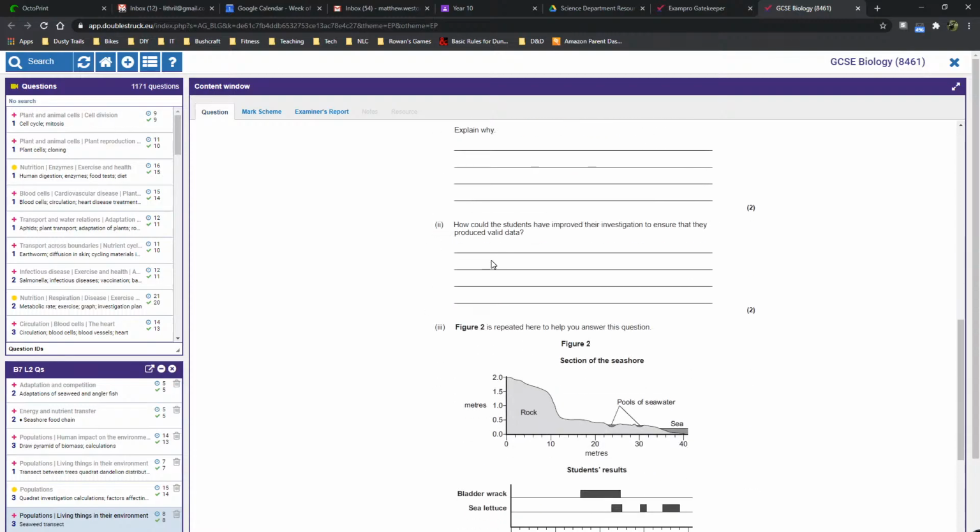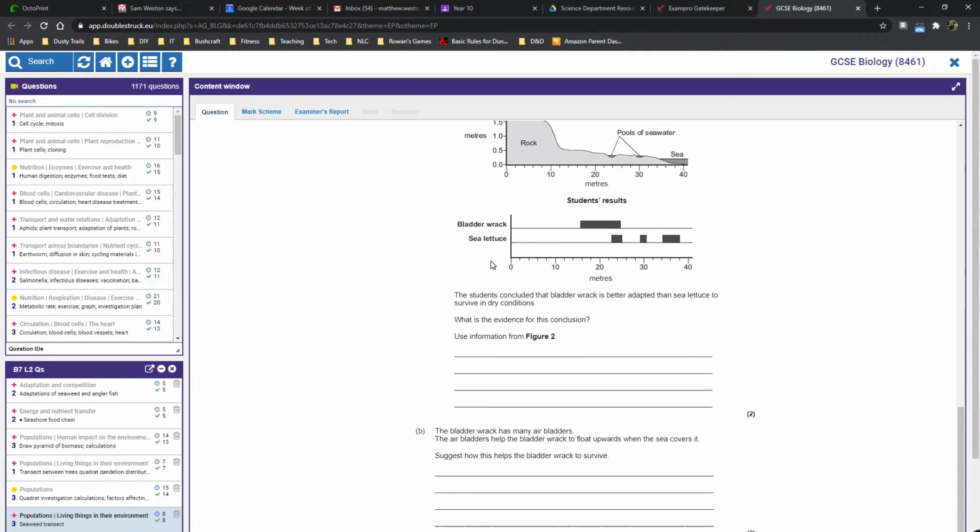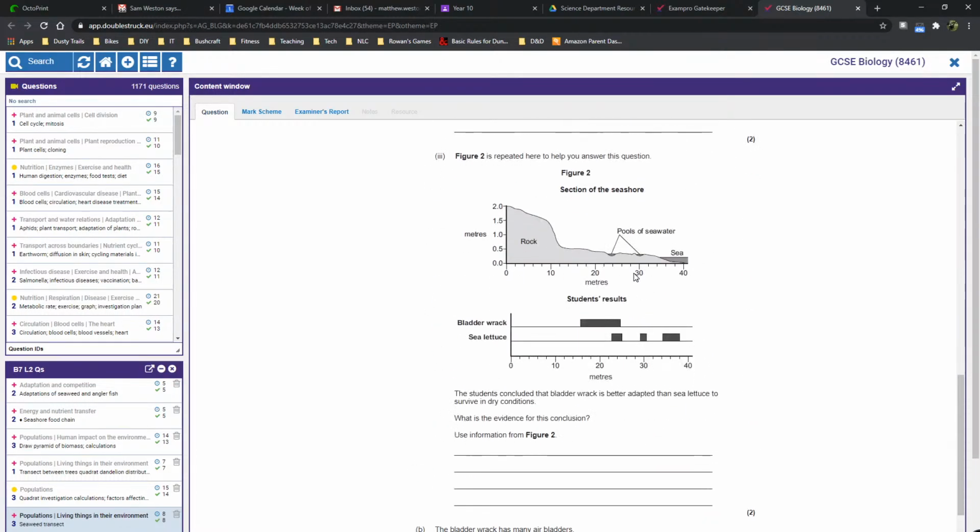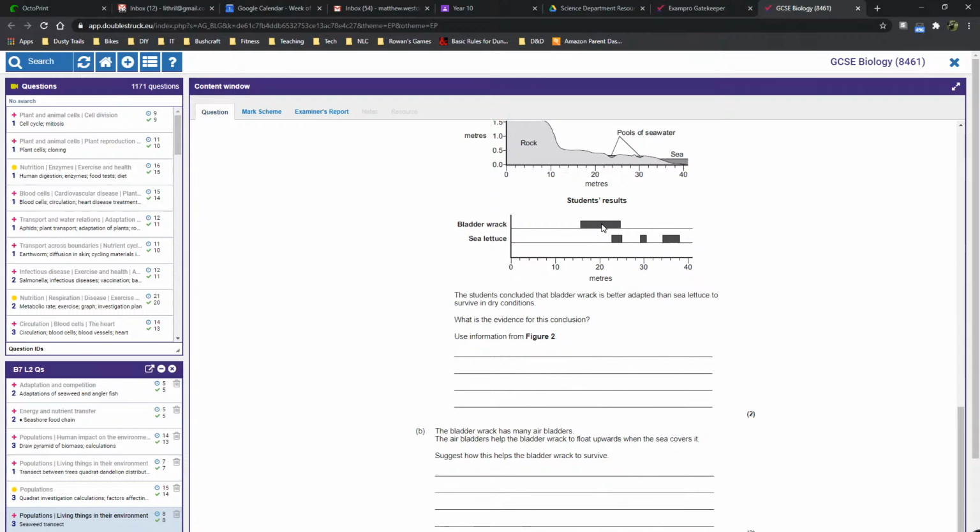How could we improve it? Well, we could repeat it at different points along the beach. In terms of the graphs then, what they're looking at, these sorts of graphs come up quite a bit.